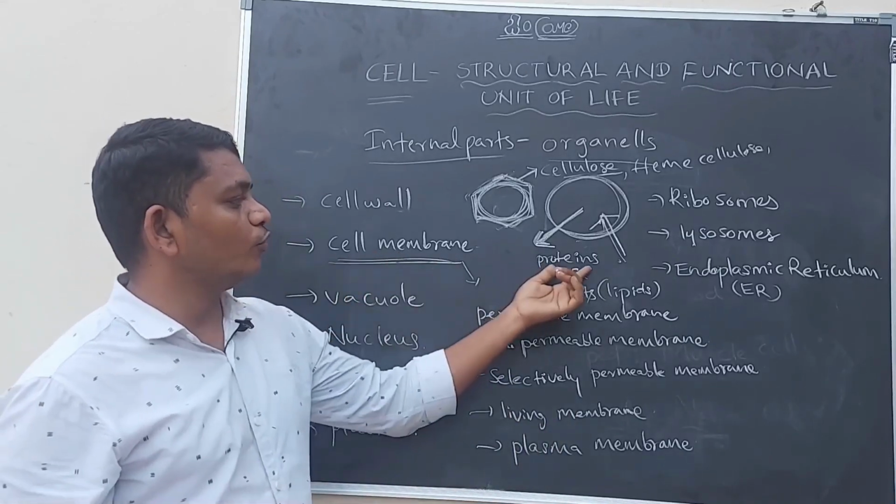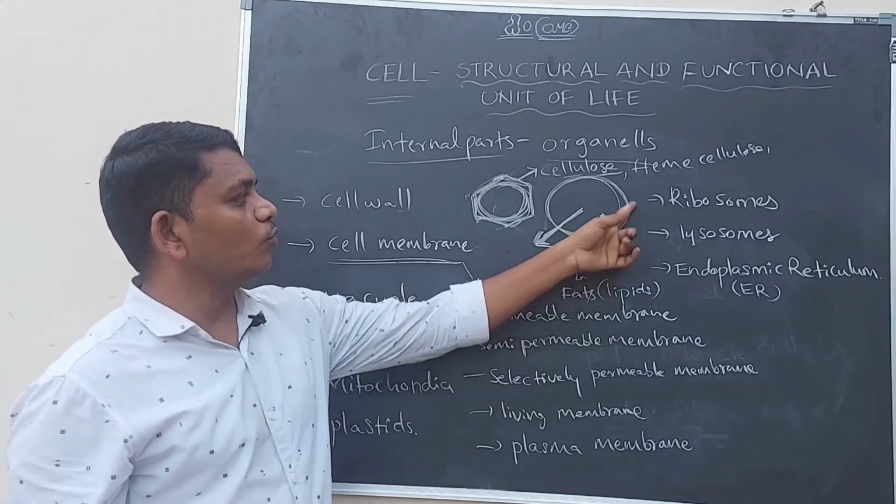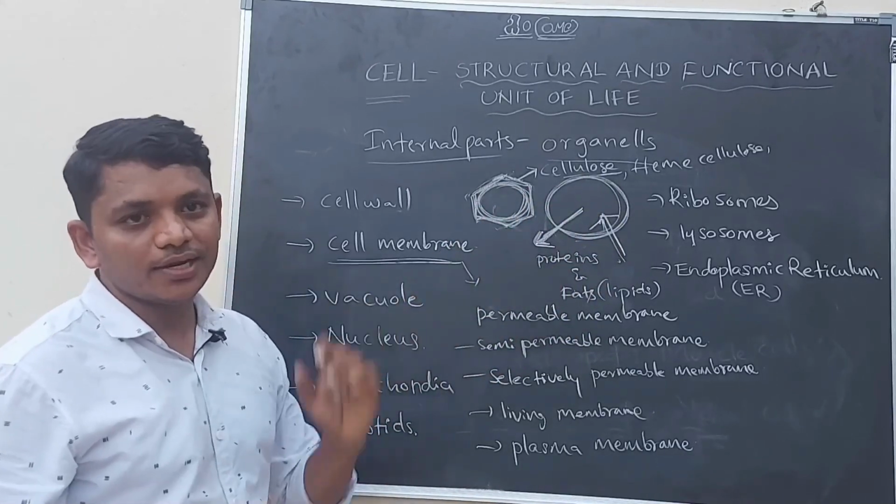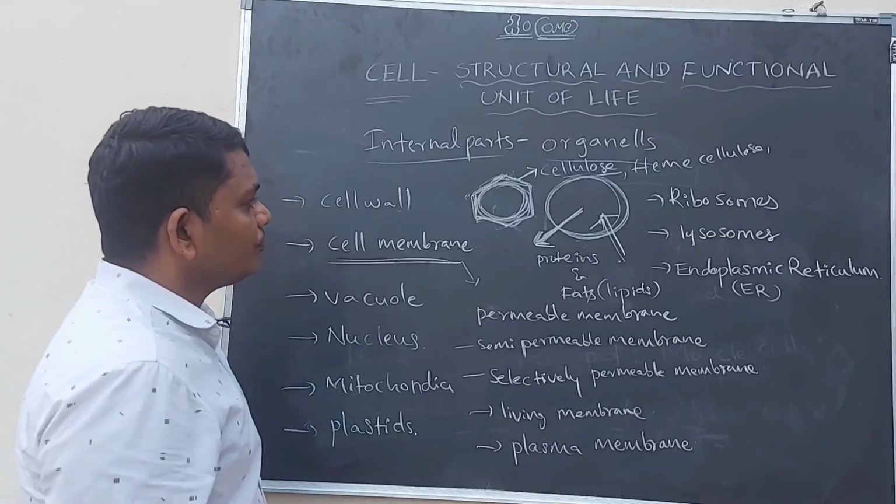This is made up of proteins and fats, and this is the outermost membrane of the animal cell, and the secondary outermost membrane of the plant cell. Clear?